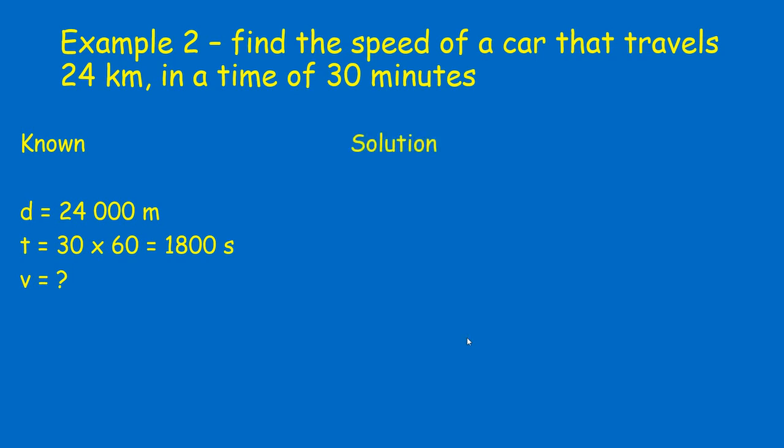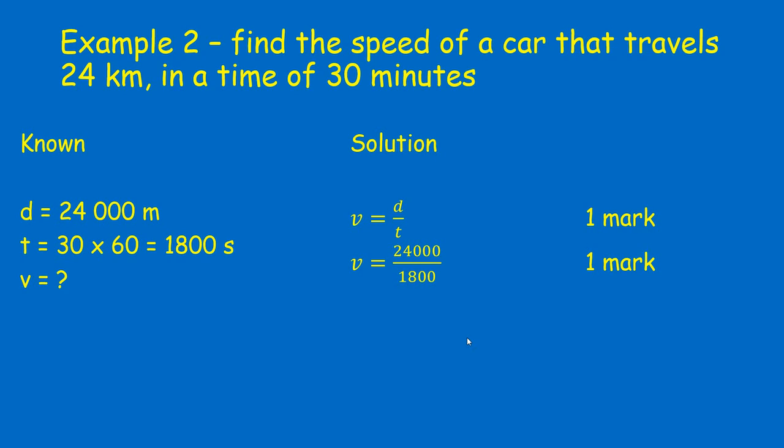So now we go ahead and solve it using the same sort of process as before. We're going to work out the speed, so speed equals distance divided by time, 1 mark. Next we write the numbers. So the distance was 24,000 and the time was 1,800. 1 mark for that. So we've already got 2 marks.